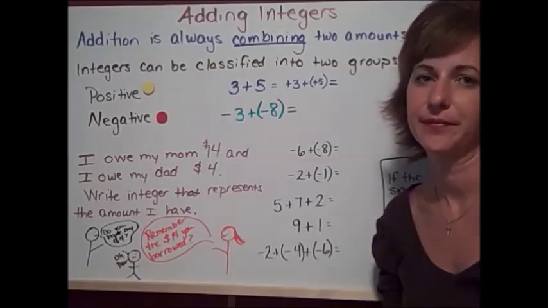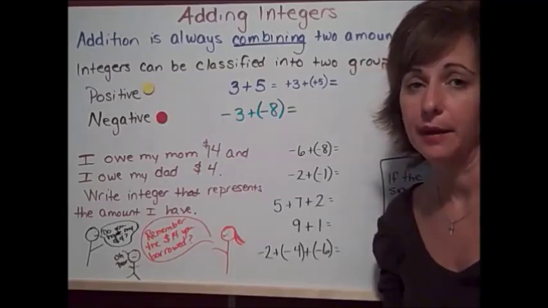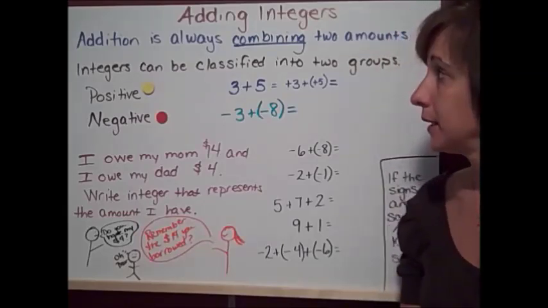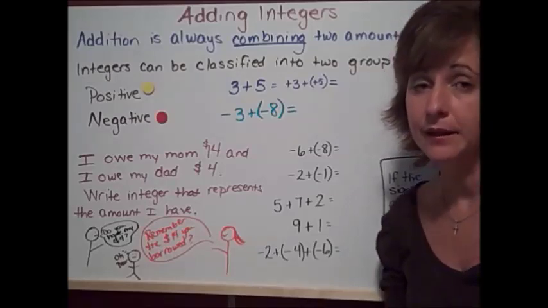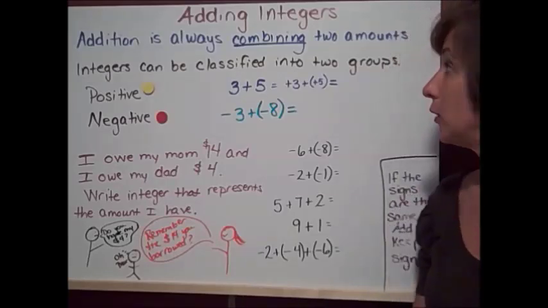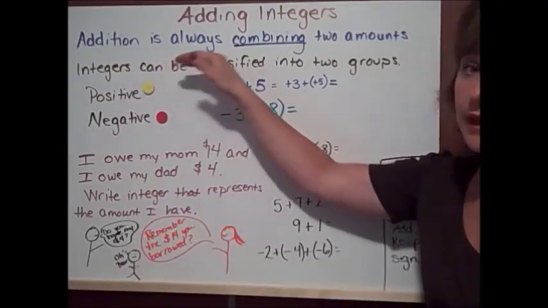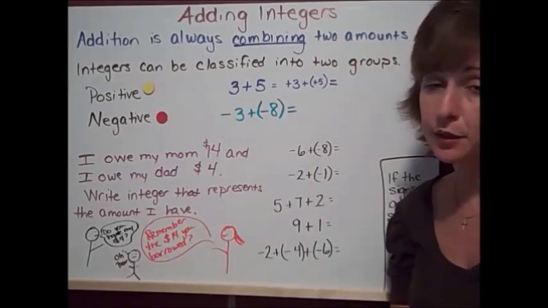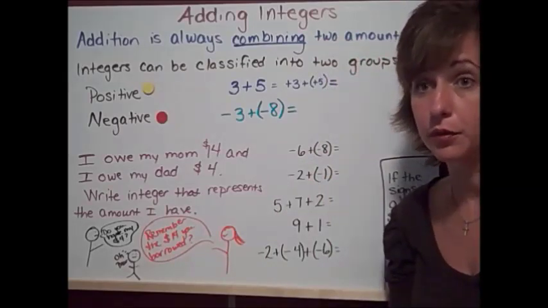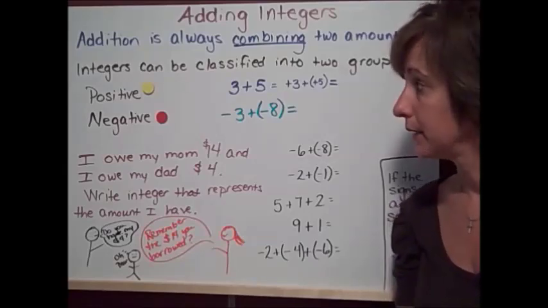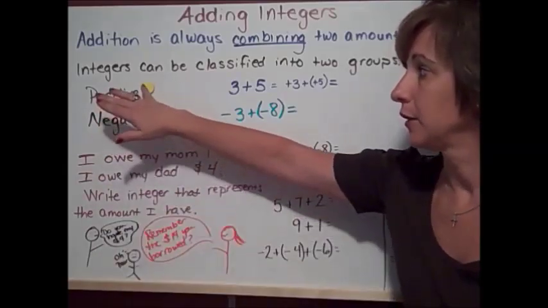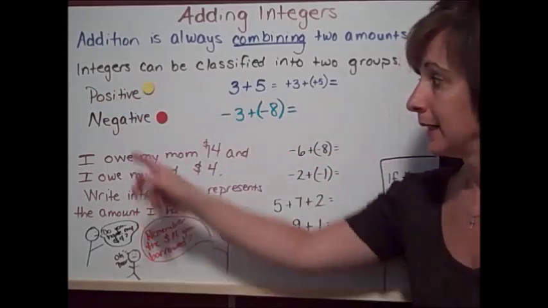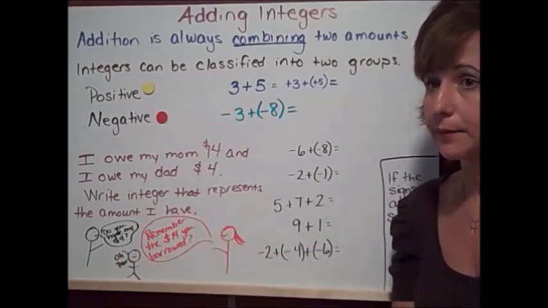Adding integers. Today we're going to learn how to add integers by first starting with what we already know about adding. Addition is the operation that allows us to combine unequal sets or unequal groups. Addition is always combining two or more amounts. And integers are nicely split into two groups, positives and negatives. Today you're going to see us using these two-sided circles, and when you see yellow it's going to represent positive and red is the color to represent negative.